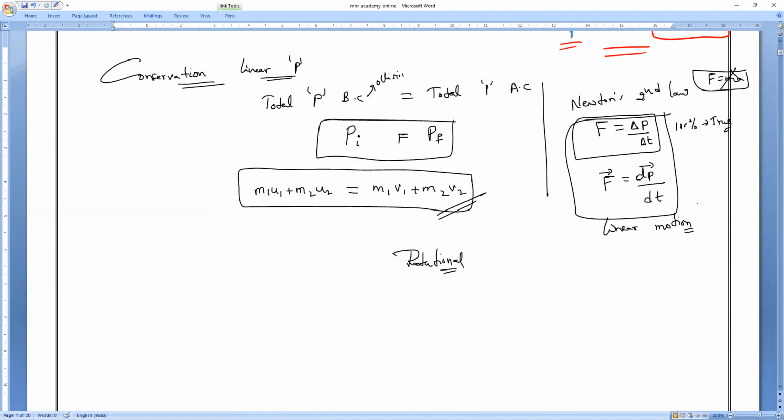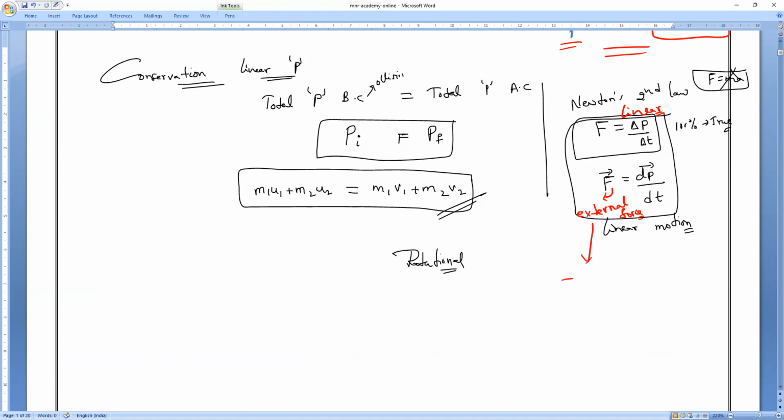Now, according to Newton's second law, if you observe very carefully, for the linear case, F is equal to dp by dt. Is this F an internal force or an external force, everybody? Internal force does not change the momentum. Only external force will change the momentum.